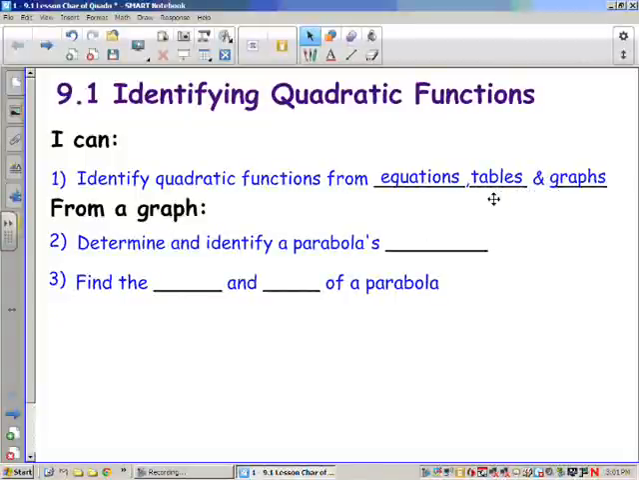We will have word problems come up a fair amount in this chapter. From a graph, determine and identify a parabola's maximum or minimum. And then finally, you should be able to find the domain and range of a parabola.